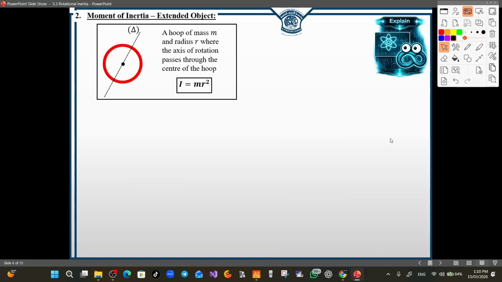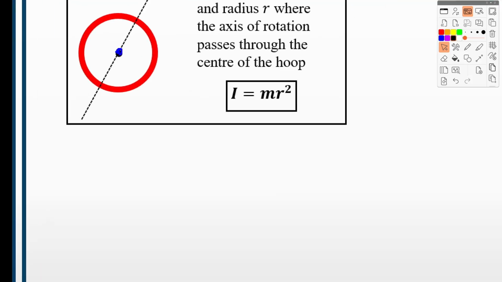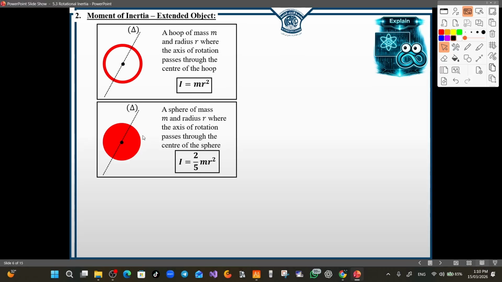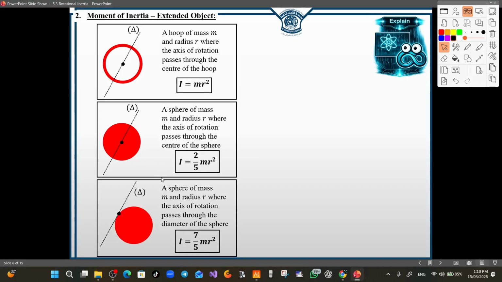Now, moment of inertia for some objects, for example, a hoop of mass m and radius r, where the axis of rotation passes through the center of the hoop, then the moment of inertia in this case will be given by I equals m r squared. Now, for a sphere with the mass m and the radius r, where the axis of rotation passes through the center of the sphere, the moment of inertia will be written as I equals 2 over 5 m r squared. Now, if we change the axis of rotation, so we let the axis of rotation pass through a point located on the circumference of the sphere, then the moment of inertia will be given by I equals 7 over 5 m r squared.